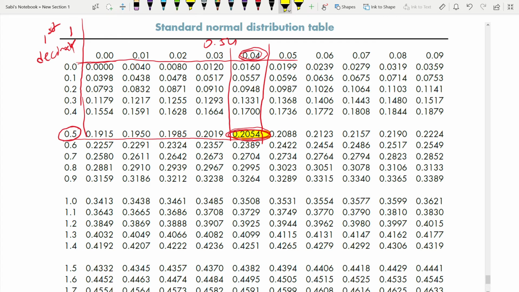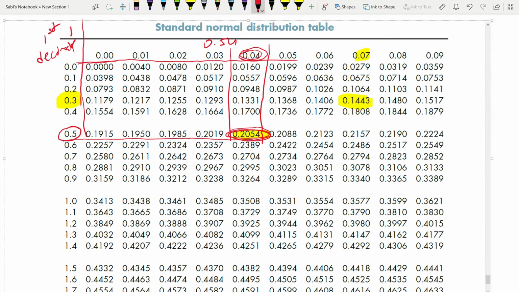Same way for 0.37 also for D2. Let us find that also. D2, which is 0.37. So 0.3 is this and 0.07 is this. So 0.37 is 0.1443. These are the two probabilities that you have to use. Now you have to do another step.